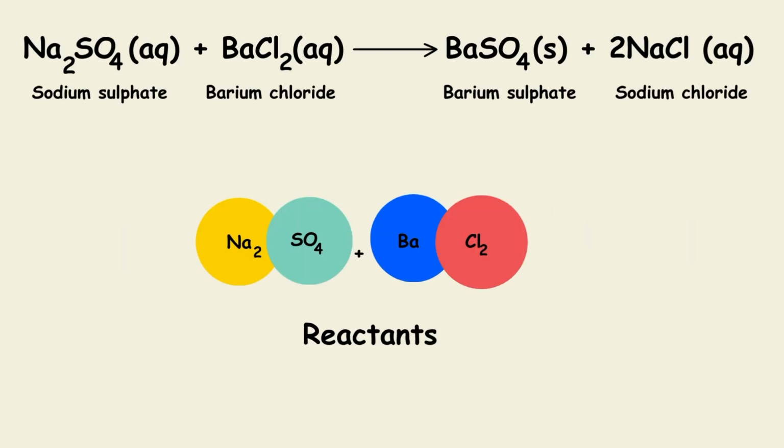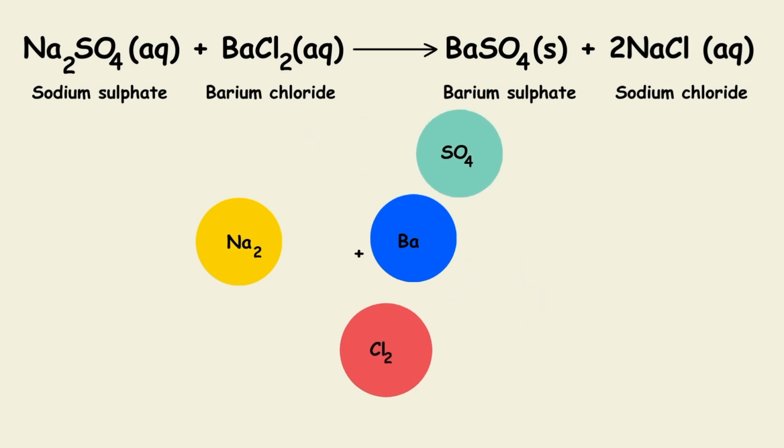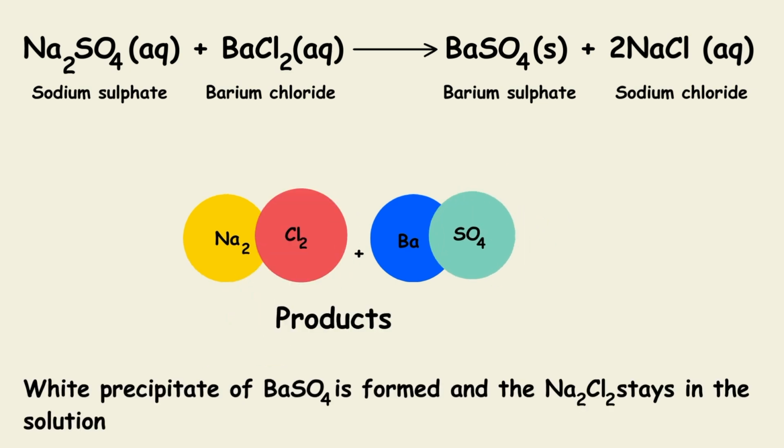Now the next type of chemical reaction is the double displacement reaction. Let us take an example of sodium sulfate reacting with barium chloride. Here the reactants sodium sulfate and barium chloride react with each other to form barium sulfate and sodium chloride. The sulfate of the sodium is displaced by the chlorine of the barium and the chlorine of the barium gets displaced by the sulfate of the sodium. So the chlorine and sodium elements of this reaction swap places with each other and a white precipitate of barium sulfate is formed.